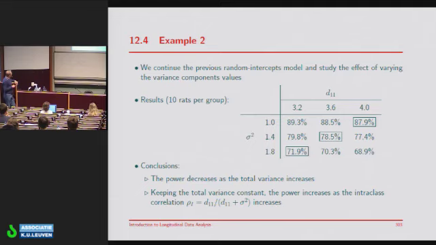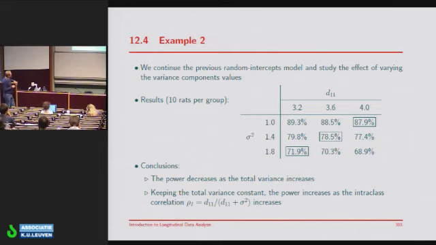So what you see here is, again, for the situation, 10 rats per group, so the previous situation, but then for different values for these two variance components. So for D11, before we had 3.6, and for sigma squared, before we had 1.4. And now I just changed that a little bit. So we have 9 different scenarios.